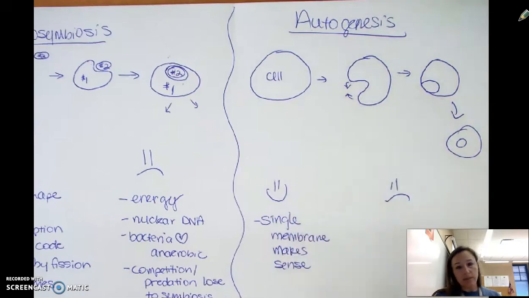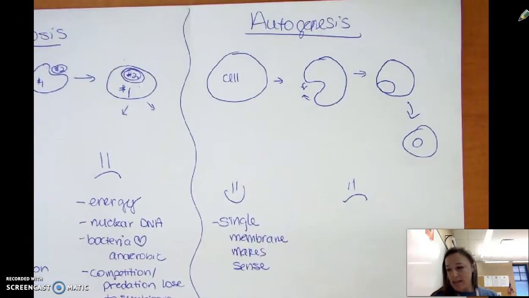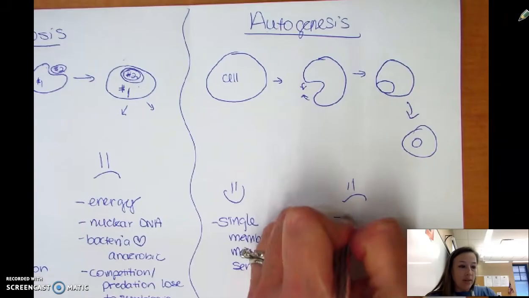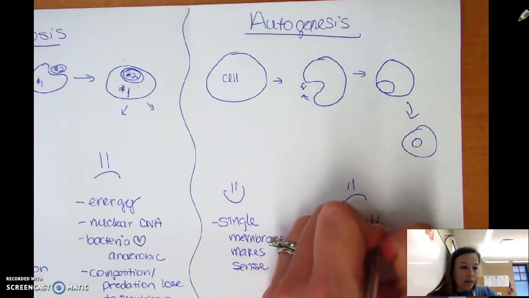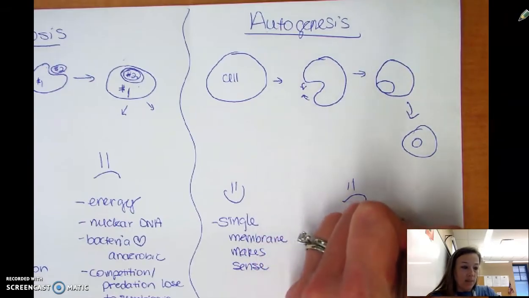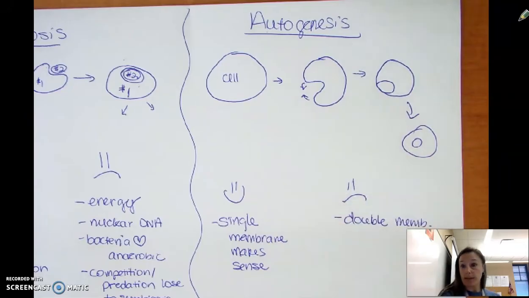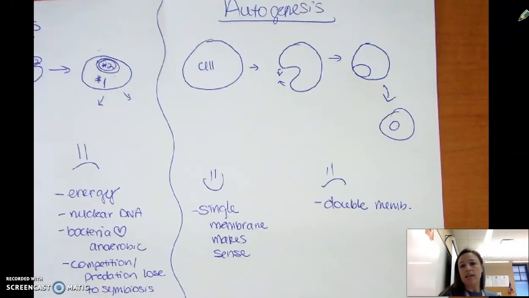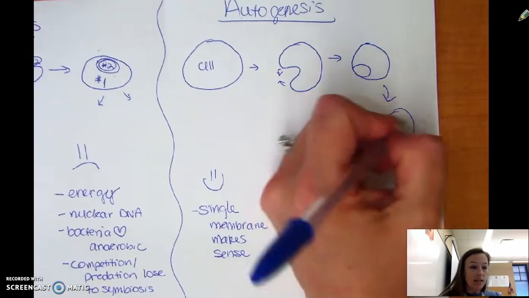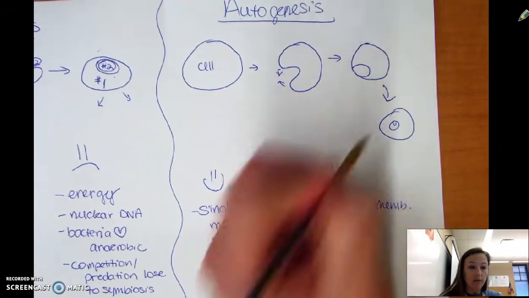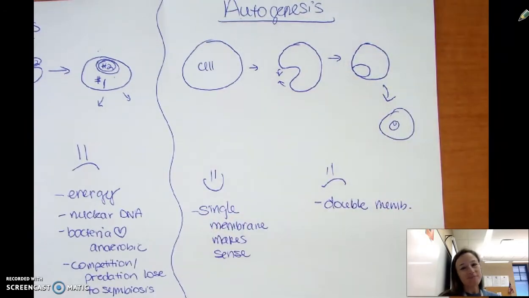All right, criticisms, and these lists are a lot shorter for autogenesis. What about the ones that have a double membrane, like the chloroplast and the mitochondria? Where did they get that double membrane? Some scientists suggest that maybe they did this and then they folded in on themselves again. They could have. That's definitely a possibility. It's just not super likely.